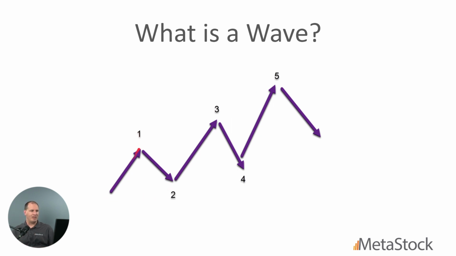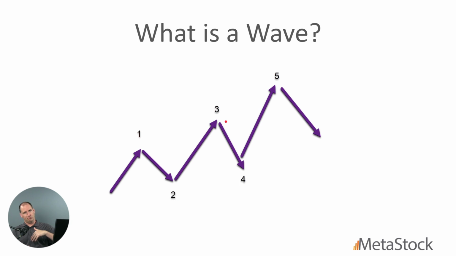So what this means is, a definition of a wave is basically we have an upward movement, we have a pullback, and that pullback comes down and then goes up, and then we get this 3. Now to identify a 3, it can't be lower than a 1, so it has to move up. And then if it comes down here to a 4, it can't be lower than a 2. And then we move up to a 5, and a 5 can't be lower than a 3. So you have to have this pattern.